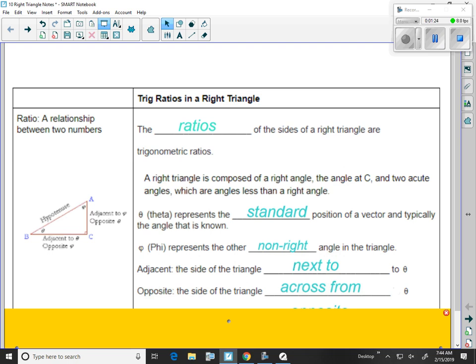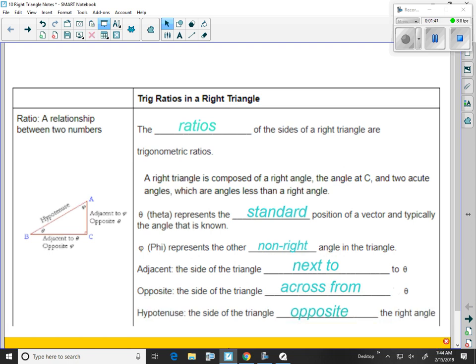Okay? The adjacent side is the side that's right next to an angle. The opposite side is the one that's straight across from the angle. You already really know that. We've kind of been working with that anyway. And lastly, you have your hypotenuse, which will always be opposite of that right angle, right across from that right angle.